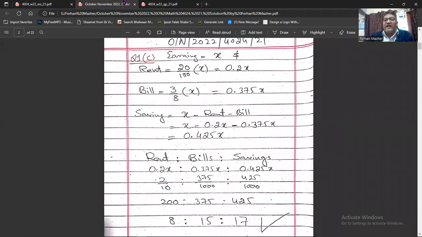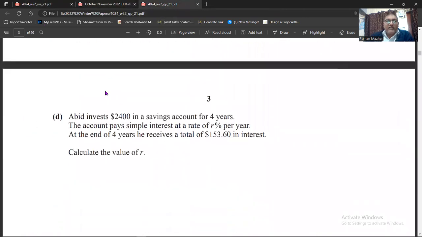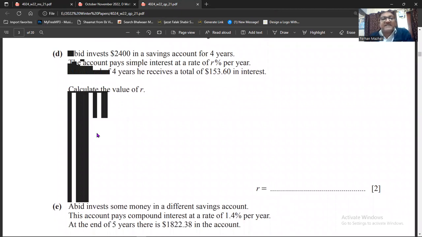So this is question number 1 and it's C part. Okay, now we are going to the next part. That is question number 1, it's D part. He says Abid invests $2,500 in a savings account for 4 years.